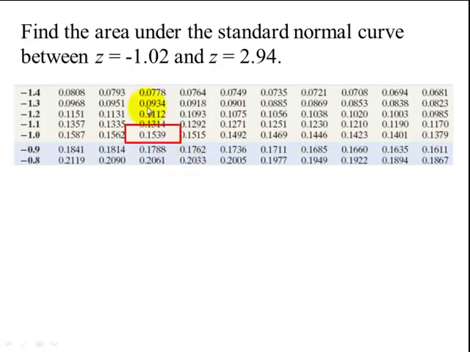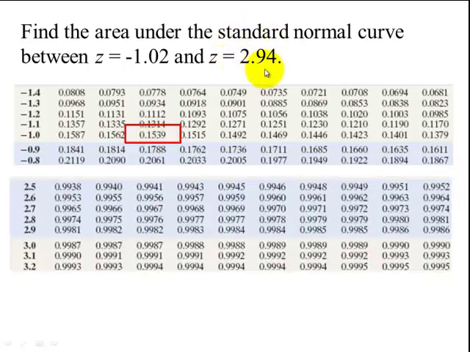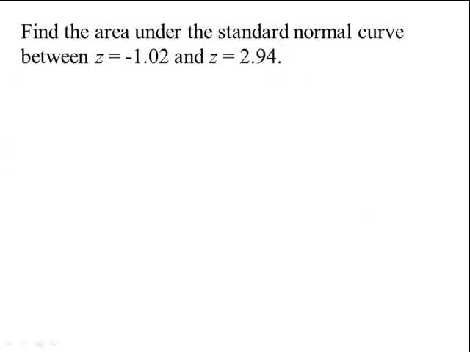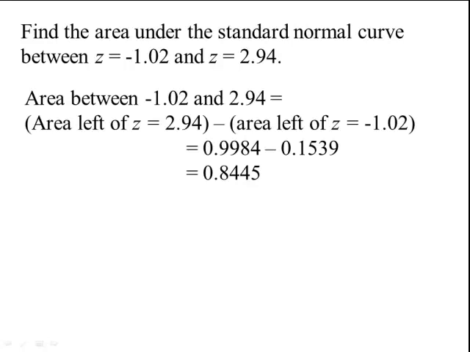So for the first one, it's 0.1539. For the next z, 2.94, we get 0.9984, and then we take those two areas and we subtract them, and we end up with 0.8445.